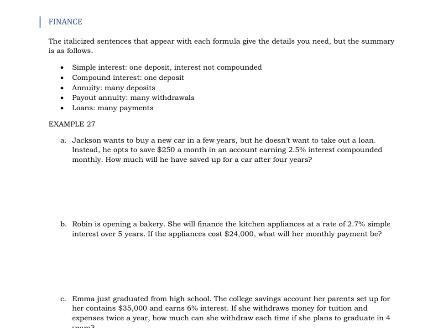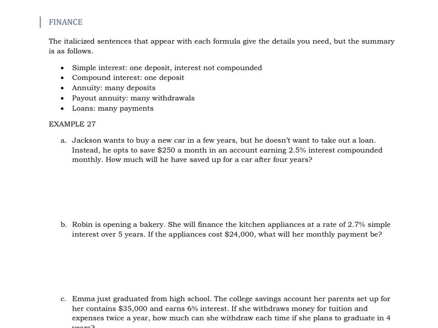So we've talked about this a little bit in our previous notes. The italicized sentences that appear with each formula give the details you need. But the summary is as follows. Simple interest would be one deposit. The interest is not compounded. And usually with simple interest, that would be like your add-on interest. Sometimes they'll say simple interest. So that's the other part of that too.